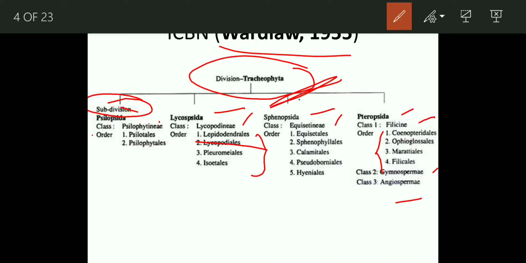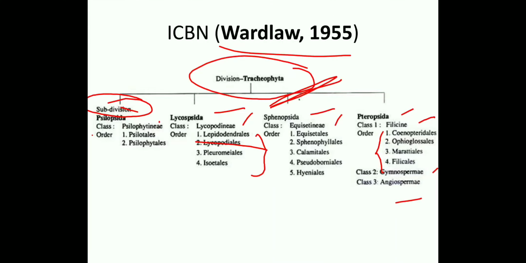Now we will focus on the characters of all the subdivisions, starting with Psilopsida, Lycopsida, then Sphenopsida and Pteropsida. We'll go through the characters of each and every subdivision. That is very important. You have to memorize all three classifications. All are important, and you should know the characters of Psilopsida, Lycopsida, Sphenopsida as well as Pteropsida.